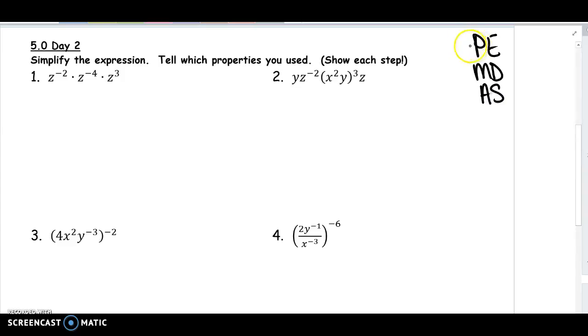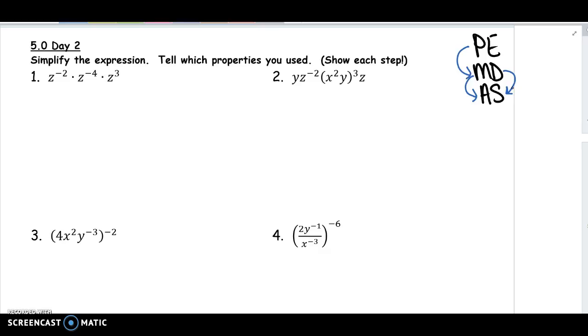So if you see parentheses, you multiply the exponents. If you see multiplication with the same base, you add the exponents. If you see division with the same base, you subtract the exponents. So whatever is directly below the thing that you are doing, that's how you treat the exponents.